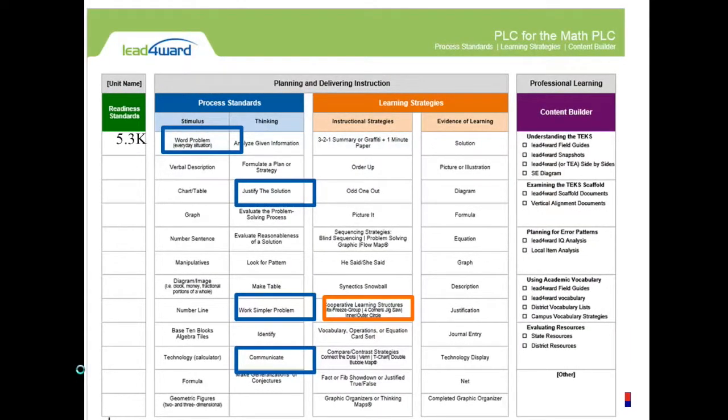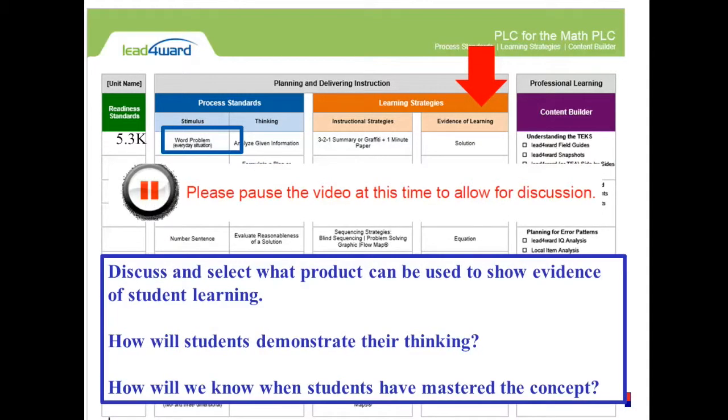Now let's look at the evidence of learning column. Discuss and select what product can be used to show evidence of student learning. How will we know when students have mastered their concept? Take time now to discuss also how students will demonstrate their thinking.